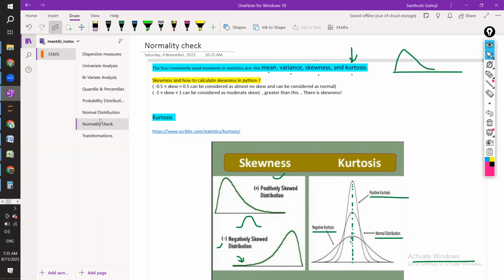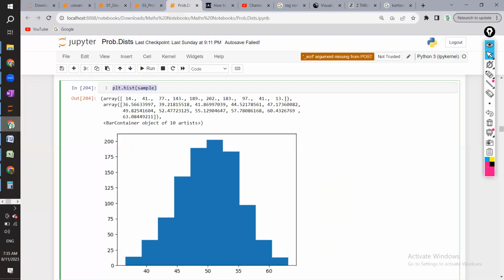Sir, send the code notes also, we'll do practice. Yeah, Sirisha, today I'll send. Take some time and I will send you the code notebooks. Don't worry.